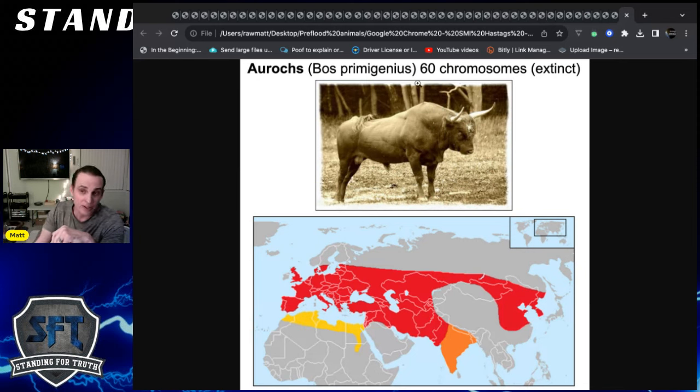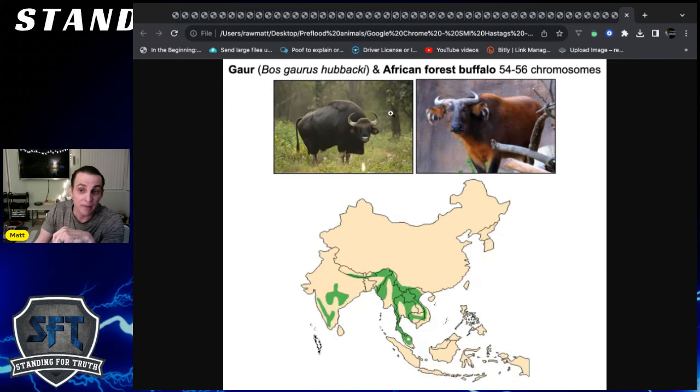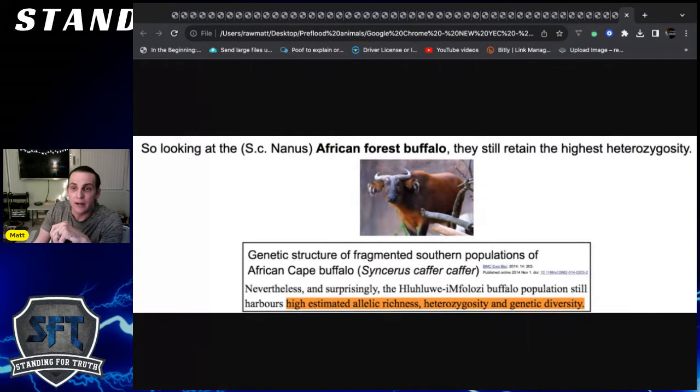It has the highest number of chromosomes at 60. And again, the species is nearest the ark. And then we are going to look at other species that came from that. And we're going to find that they are over here in India and moving down, like they're traveling towards Australia. And we move from 60 chromosomes down to 54 and 56, looking at the African forest buffalo and gaur.